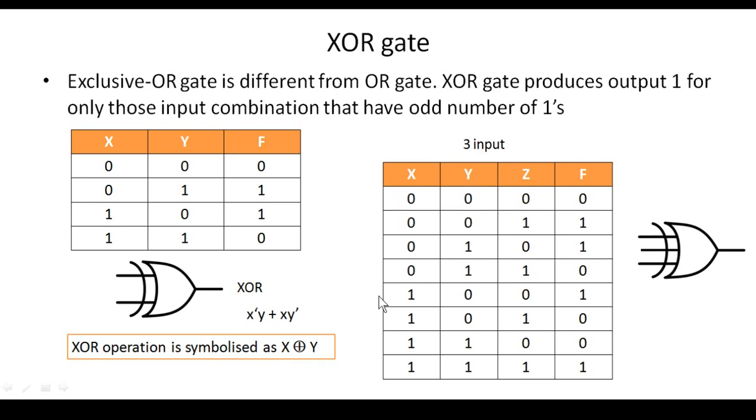Next is the XOR gate. You can also call it the exclusive OR gate. It is different from the OR gate.